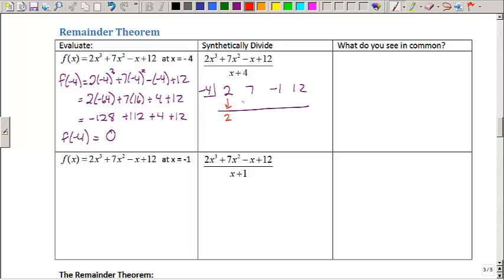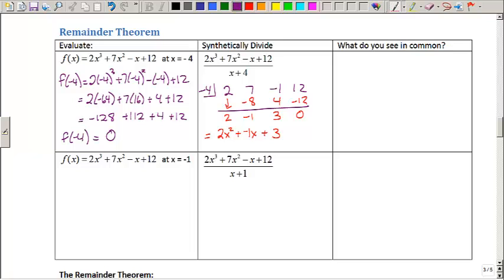Drop my 2, multiply to get -8, add down, you get -1. Multiply to get +4, add down, you get 3. Multiply to get -12, add down, you get 0. So my answer would be 2x squared plus -1x plus 3 plus no remainder. Okay, what do you see in common about these two processes?